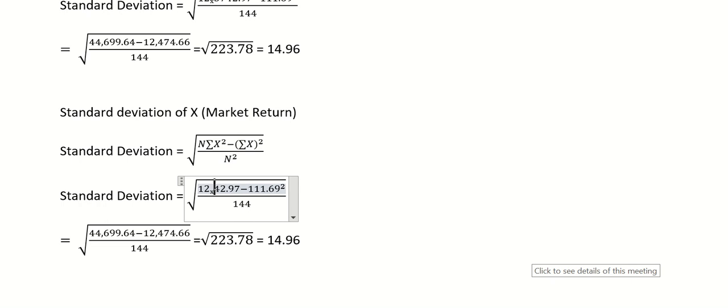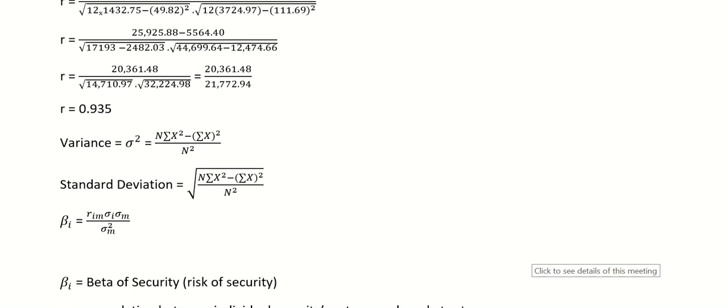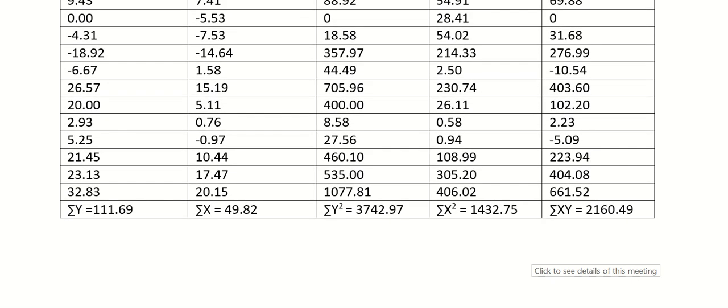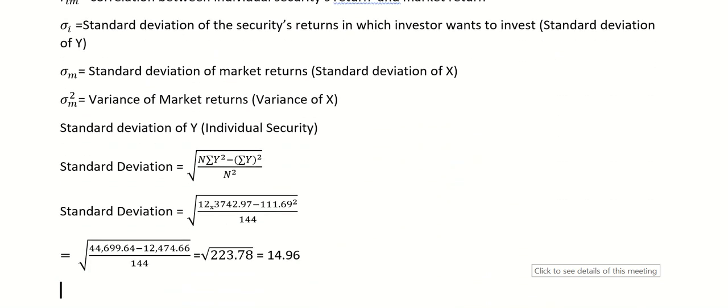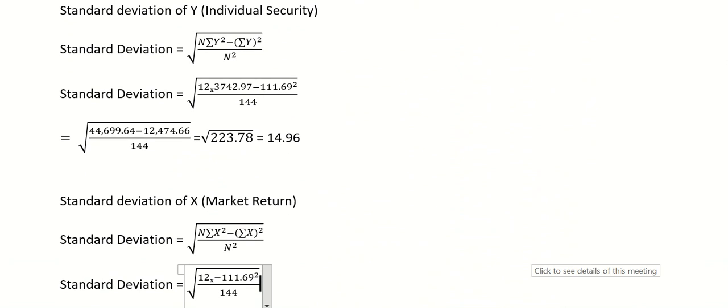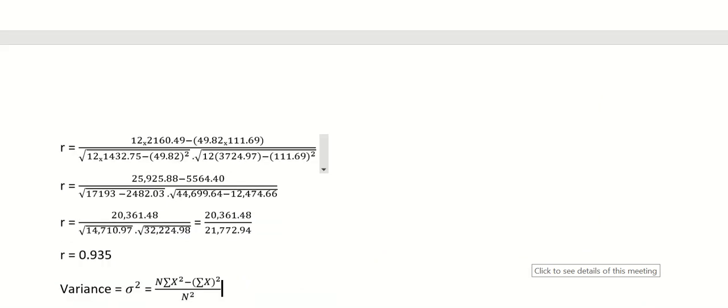So 12 into, now I will find the value of x square. So let's see from the question what the value of x square is here. The value is 1432.75. Okay. So I will just copy paste the value here. Right. And we have to calculate the square of the mean, so this is 49.82. Right. So 49.82 square.